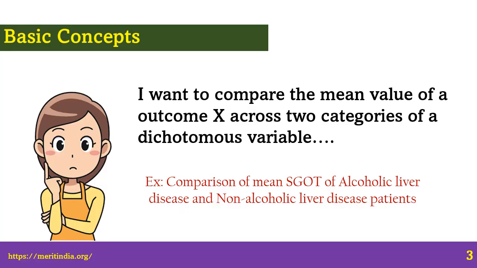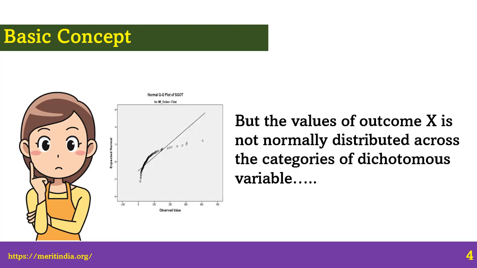So if I want to compare the mean value of an outcome X across two categories of a dichotomous variable, like if I want to compare the mean SGOT of alcoholic liver disease and non-alcoholic liver disease patients, what should I do? I may use this test because I have seen that the value of this outcome X is not normally distributed across the categories of a dichotomous variable.